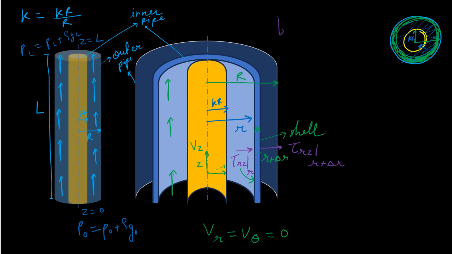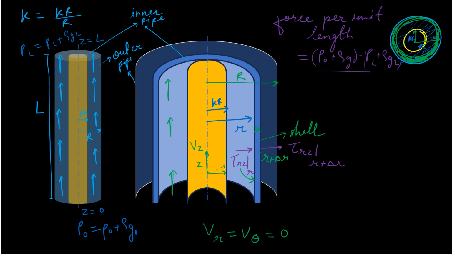So force is acting on the fluid. So force per unit length is equal to P naught plus rho g h naught minus P L plus rho g h L, upon L. So this is equal to P naught minus P L upon L.